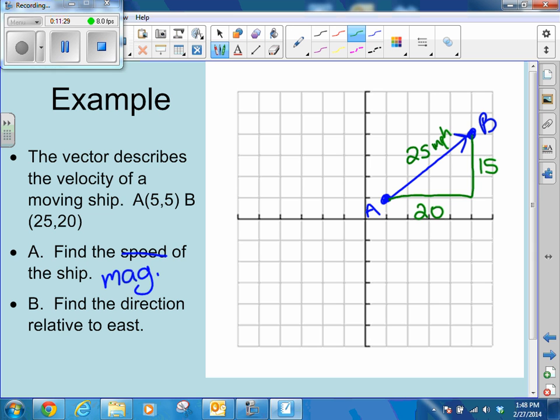Okay? Now, I need direction. So again, what angle am I going to solve for? I'm going to solve for angle A. Do I care what trig function you use? Nope. So which one do we want to use? I heard cosine first. So if I use cosine of angle A, that's equal to what over what?